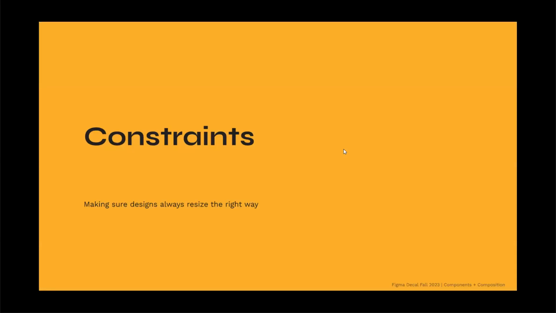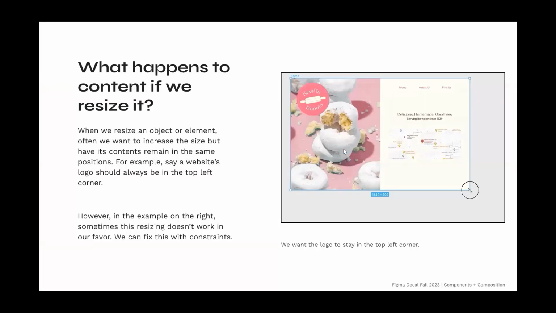So, constraints. These are used to make sure your designs stay in the place that you want them to be. When we resize an object or element, oftentimes we want to make them larger, but the contents should remain in the same place relative to the position. For example, say the website's logo should always be in the top left corner. But as you see in the example on the right, sometimes resizing doesn't work out in our favor, and we can fix this by using constraints.